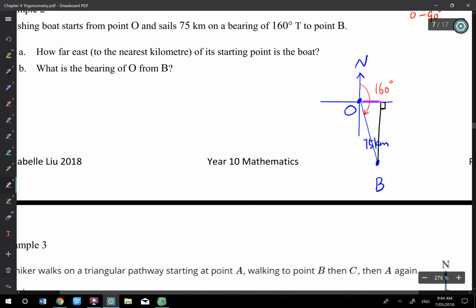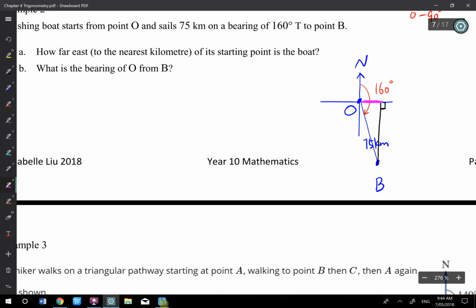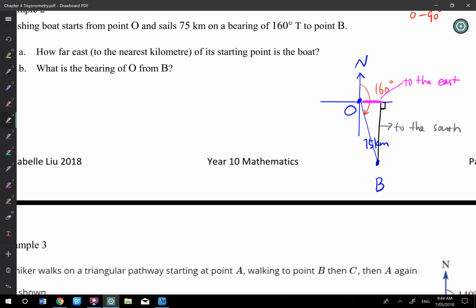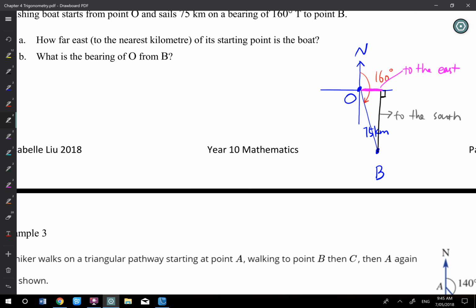This purple color is how far to the east. And this black color here is how far to the south. Okay, this boat travels to the east and also travels to the south. Go to the right and go bottom. So the pink color there is how far, comparing O and B, how far to the right, so it's how far to the east. And the black vertical line there is how much it travels below, so that's how far it goes to the south.